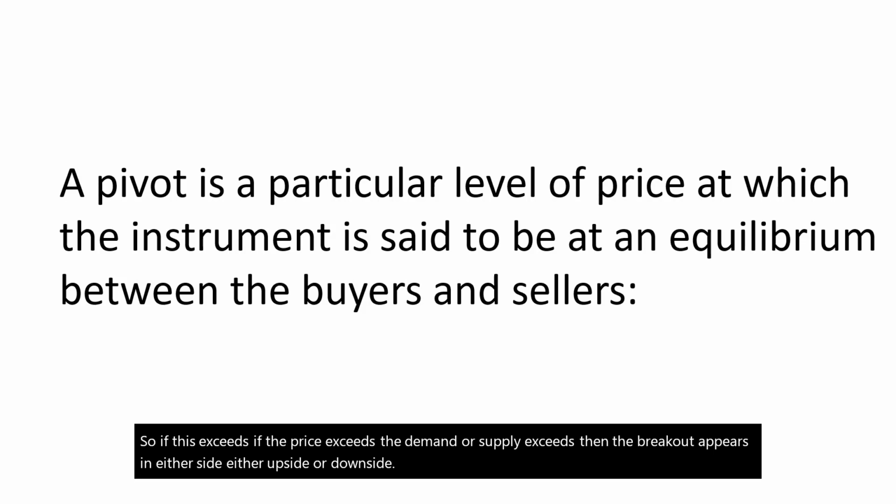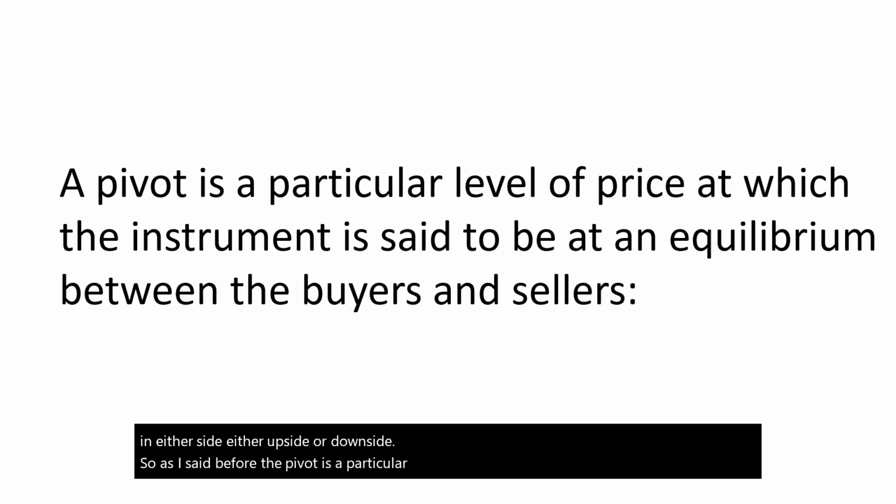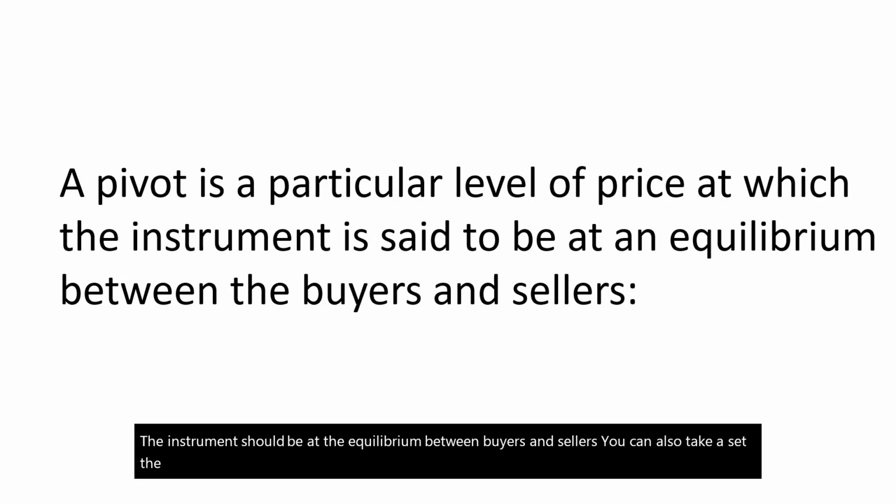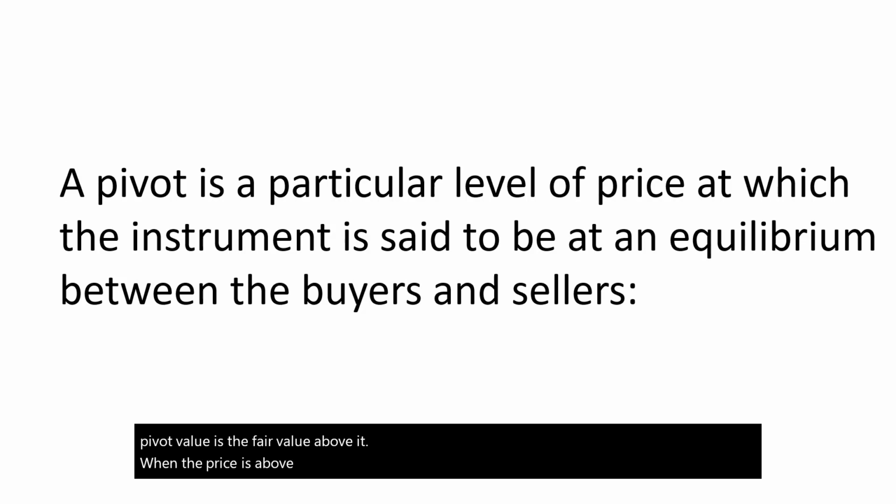As I said before, the pivot is a particular level of price. The instrument should be at the equilibrium between buyers and sellers. You can also take the pivot value as the fair value. When the price is above the pivot value, you can see it as an uptrend. When the price is below the pivot value, you can see it as a downtrend. For our confirmation, we will keep R1 on the upside, and on the downside we will keep S1.